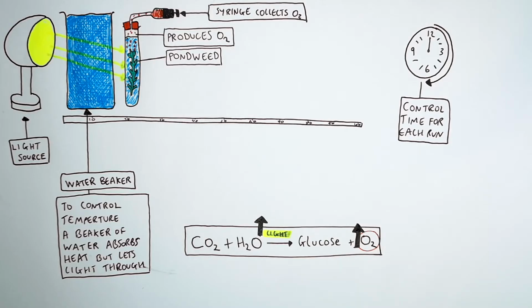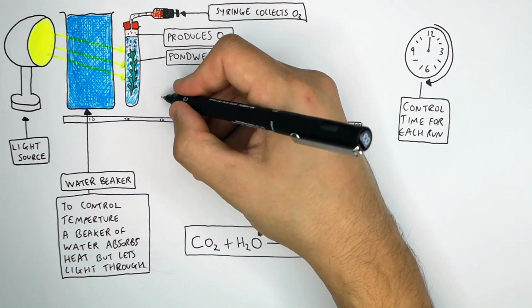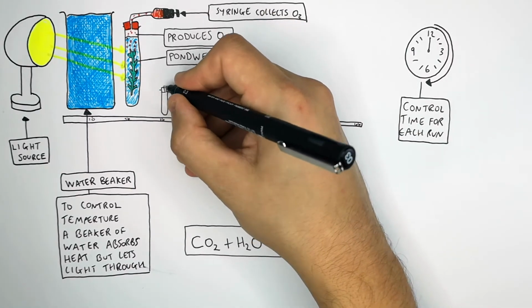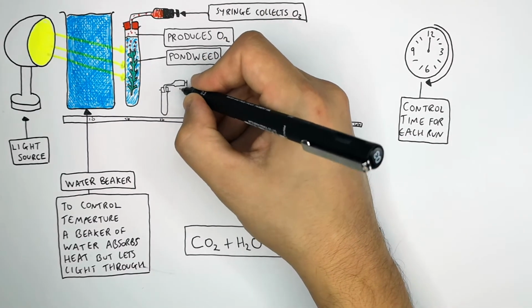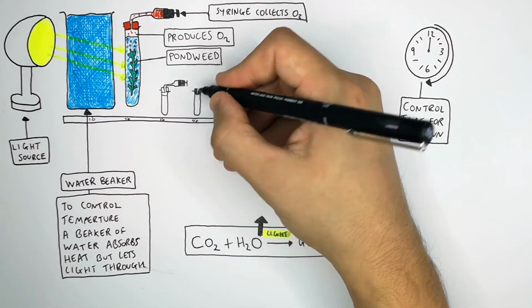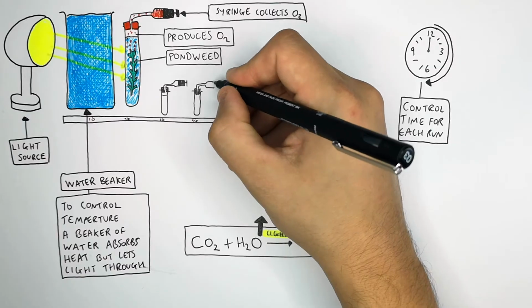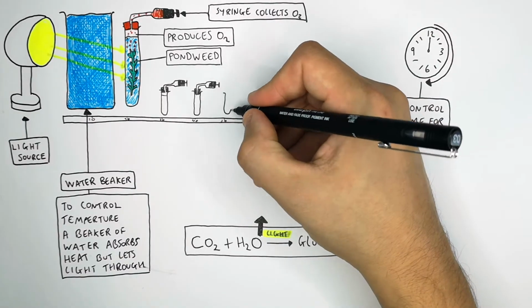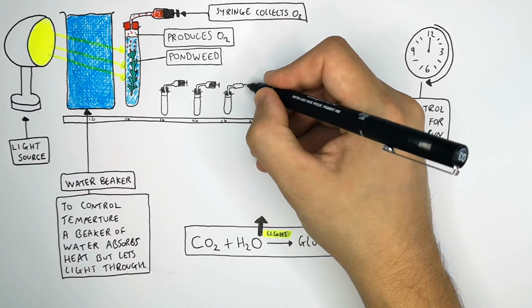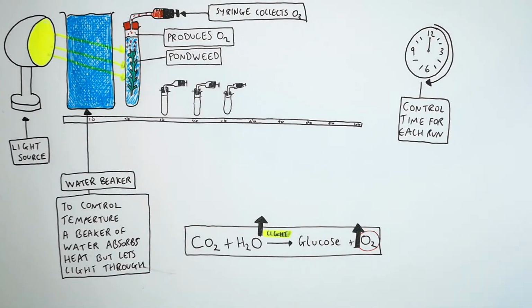However, what are we changing? What is the independent variable? So what we're changing is the light intensity that the pondweed is receiving. So the way that you change the light intensity is going to be by having the pondweed further away from the light source. The further away from the light source the pondweed is, the lower the light intensity. The closer the pondweed is to the light source, the higher the light intensity.